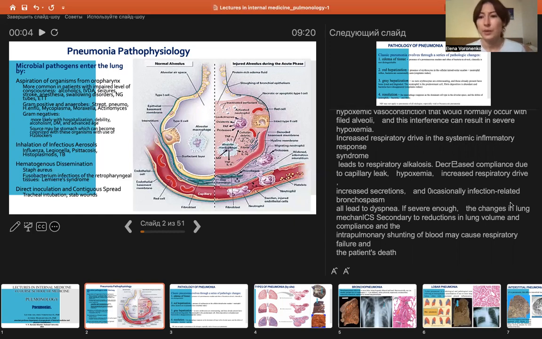Decreased compliance due to capillary leak, hypoxemia, increased respiratory drive, increased secretions, and occasionally infection-related bronchospasm all lead to dyspnea. If severe enough, the changes in lung mechanics secondary to reduction in lung volume and compliance, and the intrapulmonary shunting of blood, may cause respiratory failure and the patient's death.